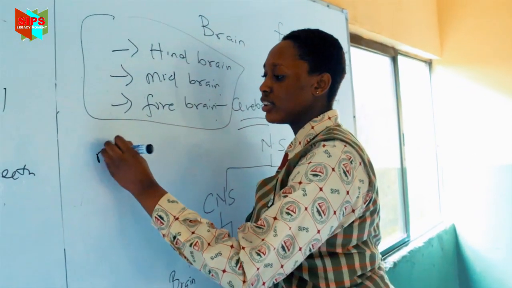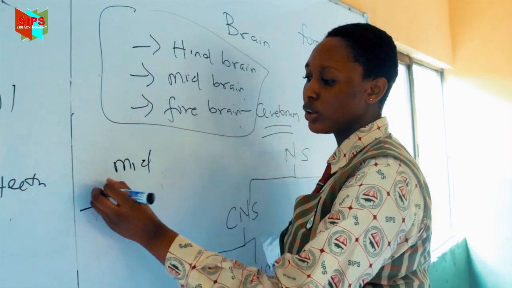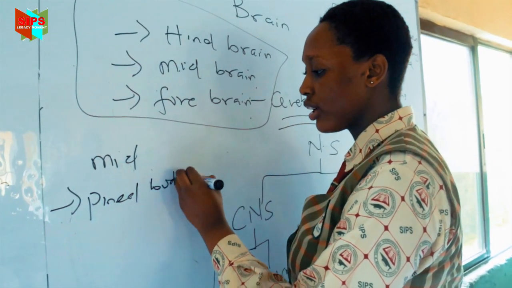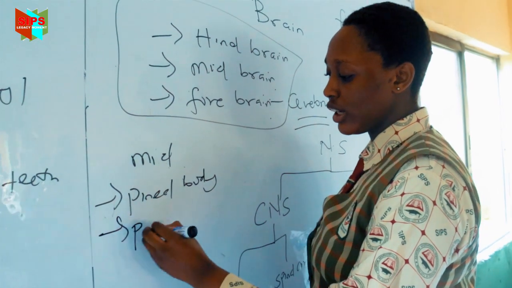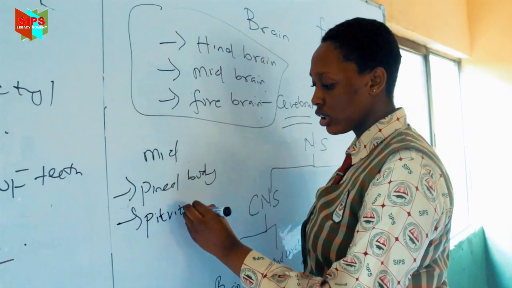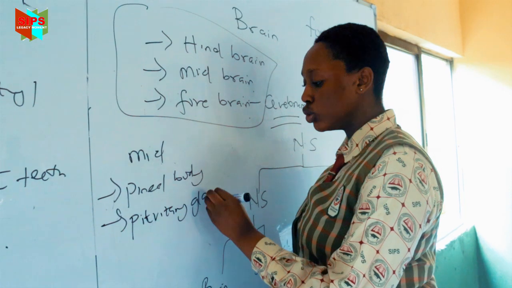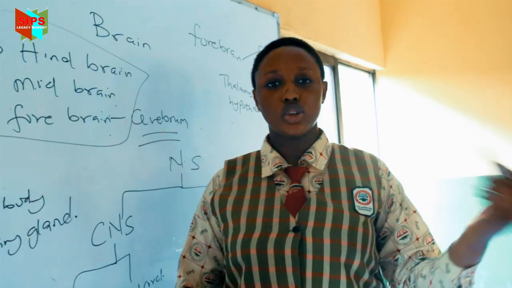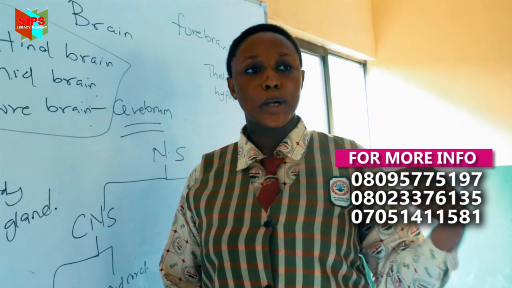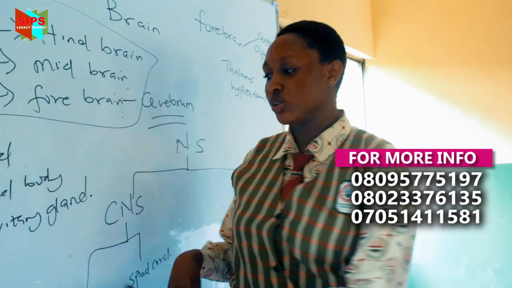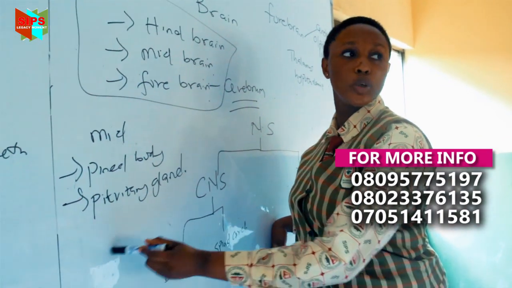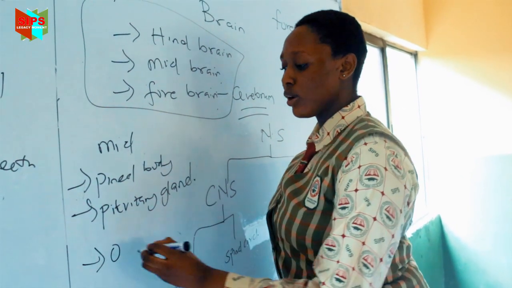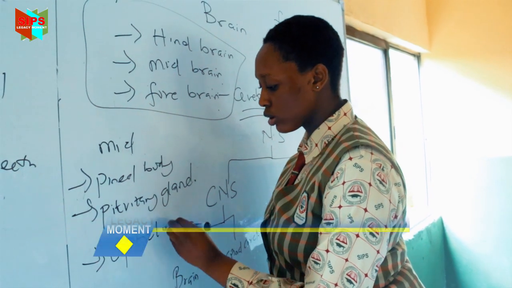The midbrain is broken down into the pineal body, which is an extra eye, and the pituitary gland, which is for the production of hormones. We girls and boys produce the estrogen, progesterone, and the somatotropin, which is a hormone from the pituitary gland. The midbrain also has the optic lobe.